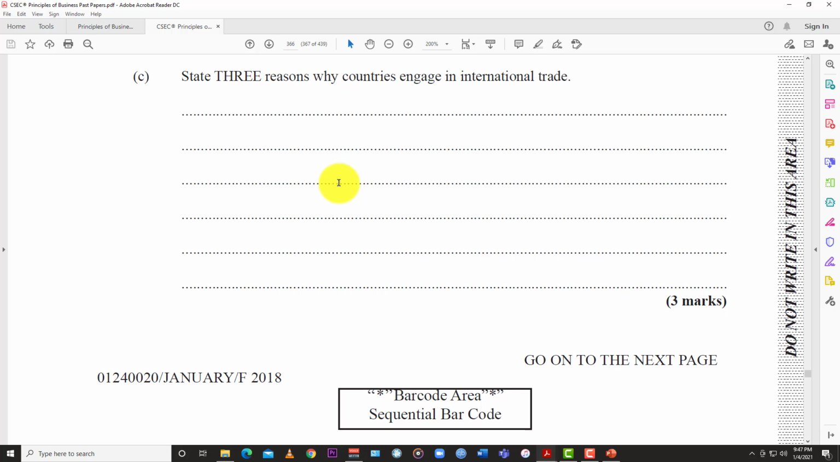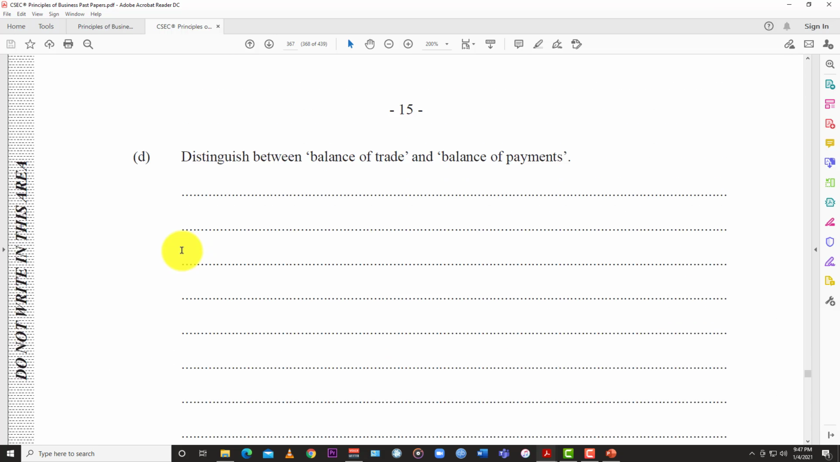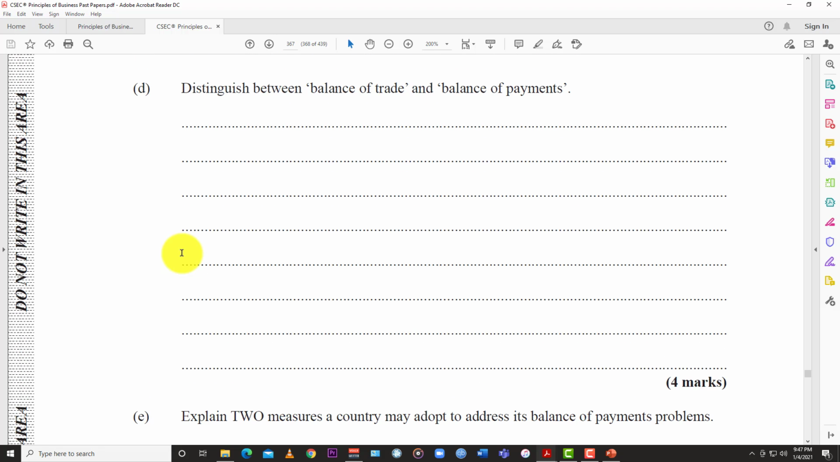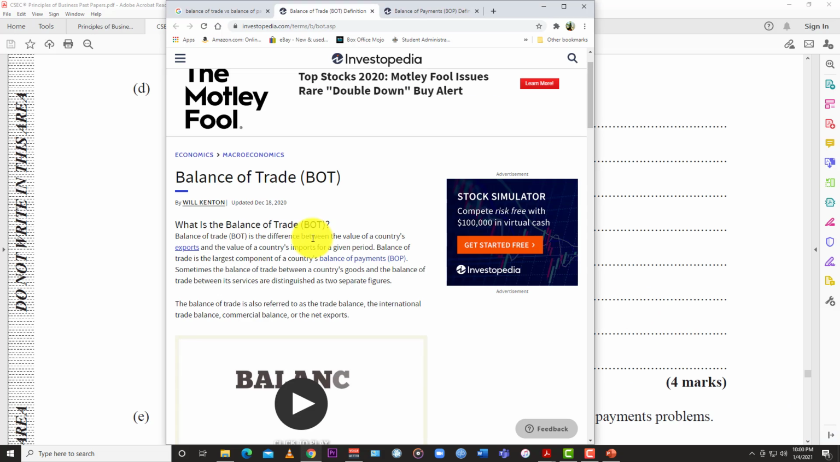So you use any of those answers. This says state, so you use any of those answers, and you should be able to get your full 3 marks. Number 5D. Distinguish between balance of trade and balance of payments.